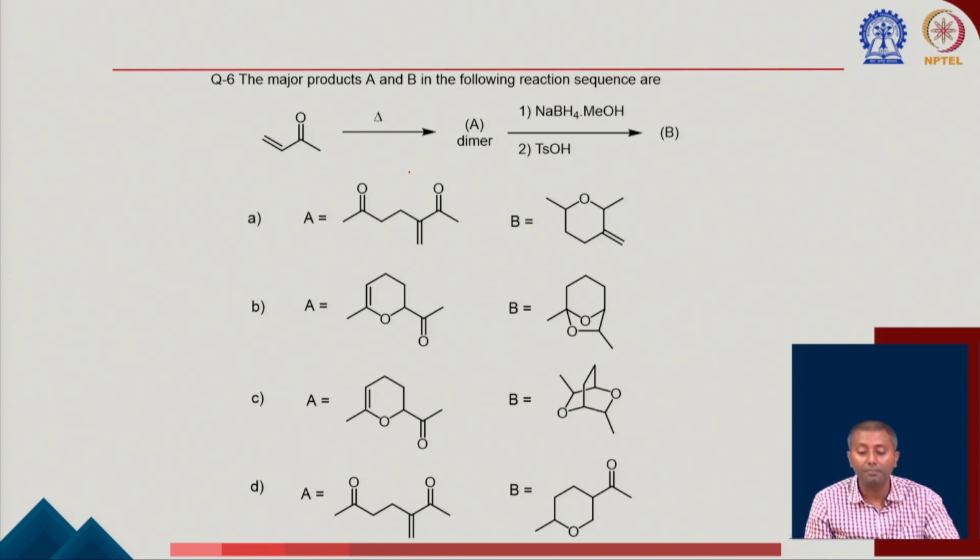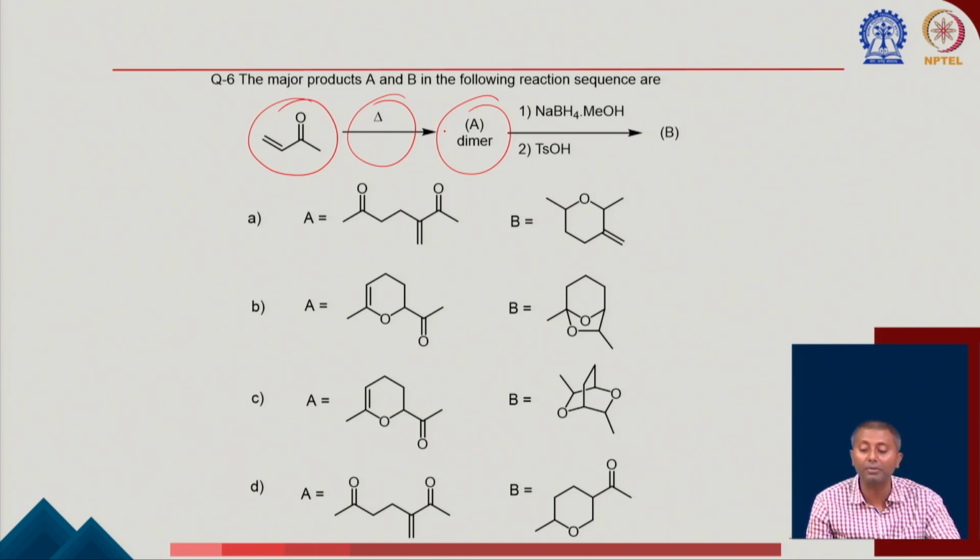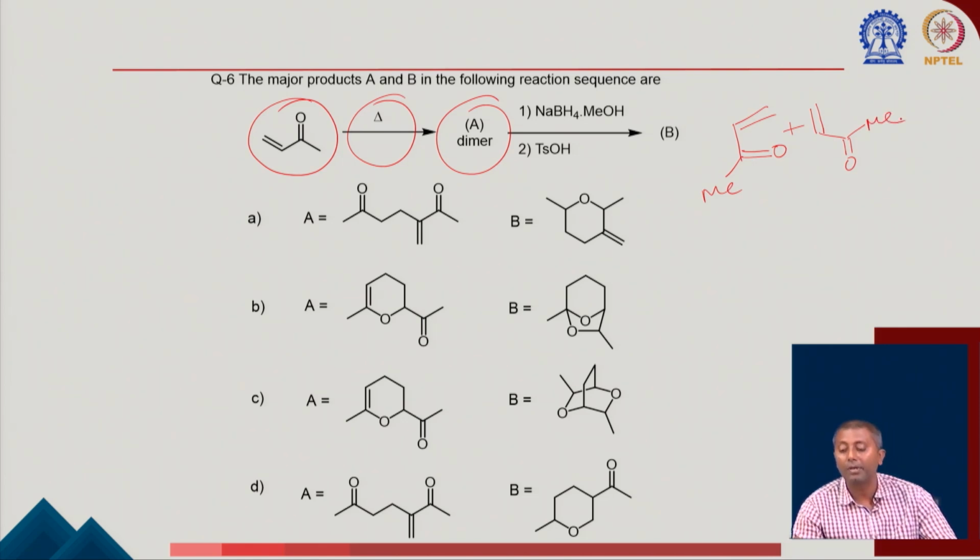Moving to the next problem here. The major products A and B in the following reaction sequence are. So first thing, they have already mentioned that if you heat this up, you will end up making a dimer. Okay, so let's think about what type of dimer it can form. Okay, now if you think about the reactivity, try to draw them. Okay, we can think about an inverse electron demand Diels-Alder reaction.